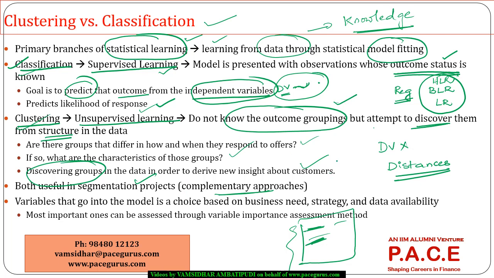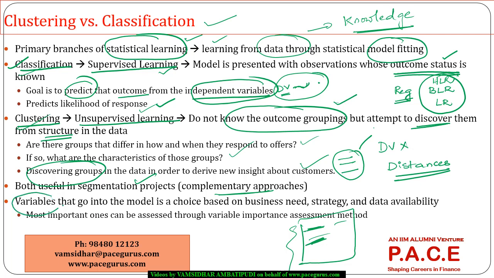Because first I will use the clustering models to identify the groups, and based on these groups I can check whether a particular group is responding to a particular buying behavior. So I am doing a classification based on the clustering, and so they can complement each other quite comfortably.